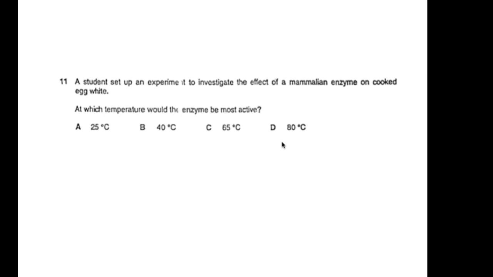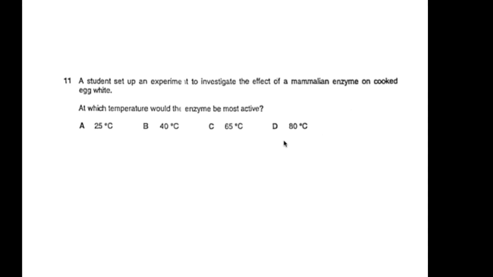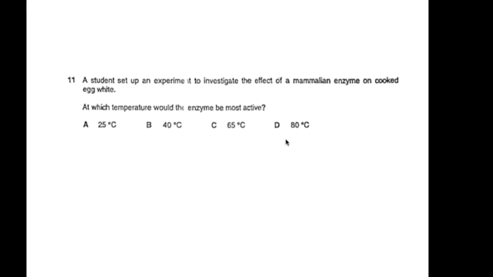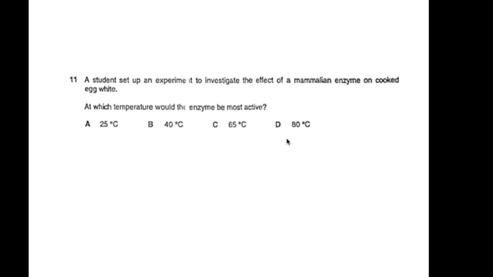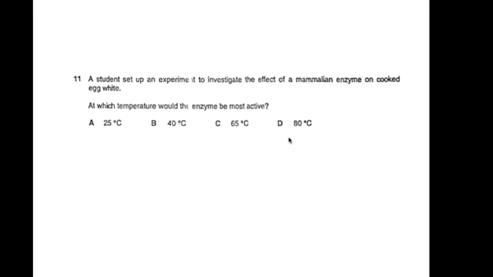Question 11. A student set up an experiment to investigate the effect of a mammalian enzyme on cooked egg white. At which temperature would the enzyme be most active? The answer for this is B, 40 degrees. First of all, it says mammalian enzyme, and we humans are mammals. So the temperature should be closer to our body, which is around 36.5 to 37 degrees. So the enzyme would mostly be active around 40 degrees. So that is why the answer is B.